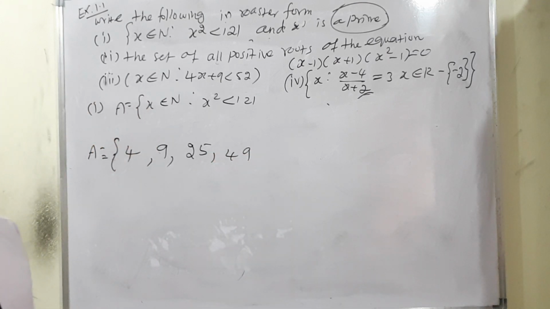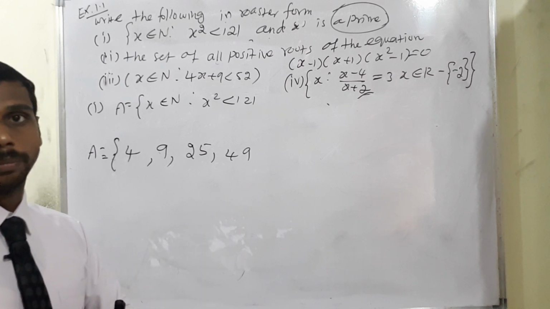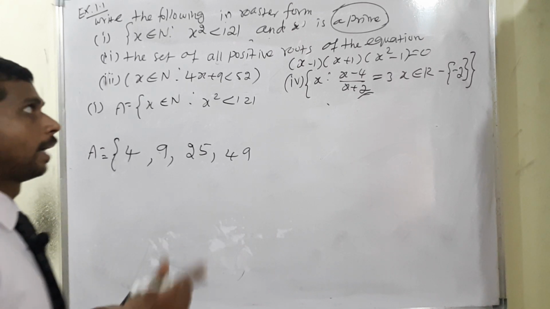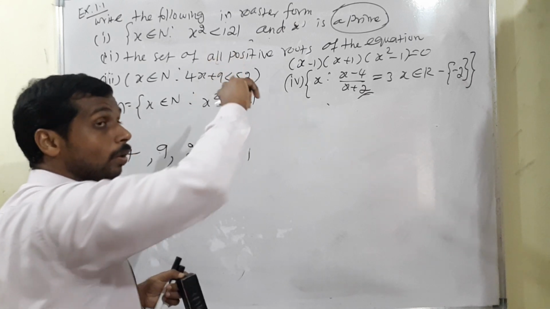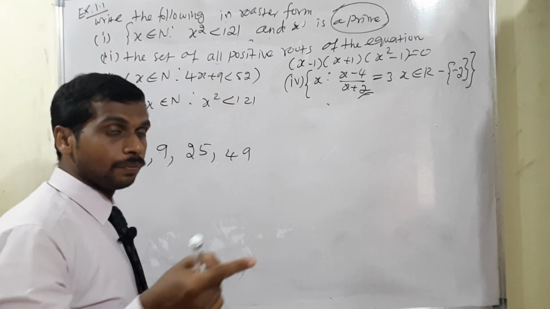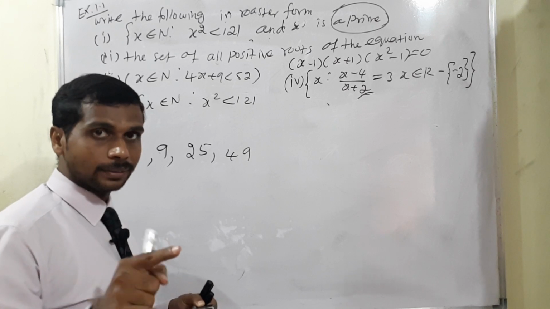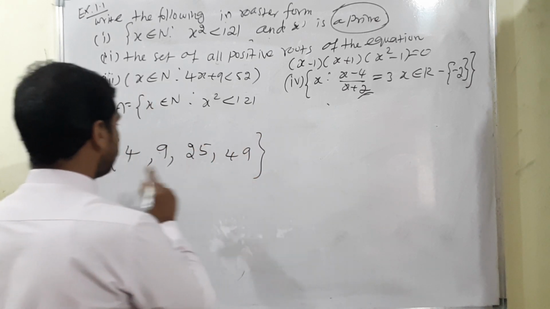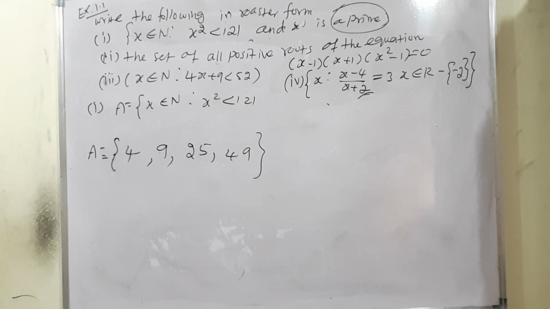8 is not a prime number. 9 is also not a prime number. 10 is also not a prime number. But 11, 121 will come. But the condition is less than 121, not less than or equal to. If it were less than or equal to, we could consider 121 also. But there is only less than. Therefore the first term answer is 4, 9, 25 and 49.